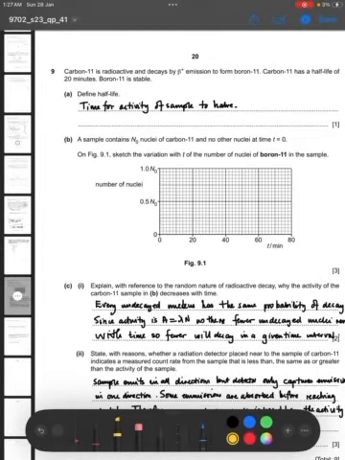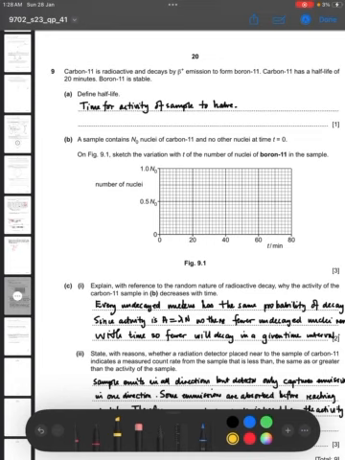Question 9. Carbon-11 is radioactive and decays by beta plus emission to form boron. Carbon-11 has a half-life of 20 minutes. Boron-11 is stable. Define half-life.